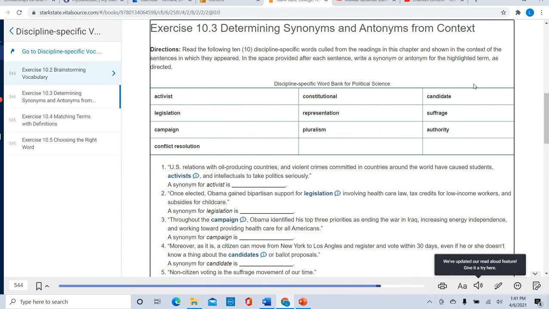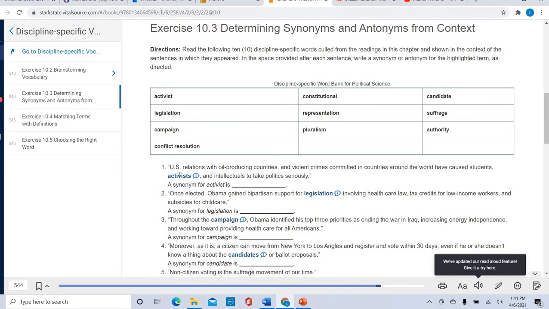Now, some people get confused. This is not a word bank. It's the word bank for the words that are in the chapter, but you're not using these. These are not your answers. So please make sure you do not write these down for your answers. You are answering questions 1, 2, 3, 5, 8, 9, and 10. I'm going to do maybe just a couple with you and then the rest on your own.